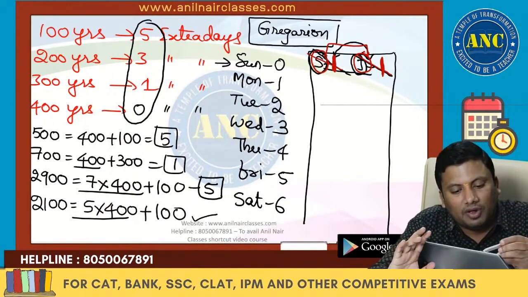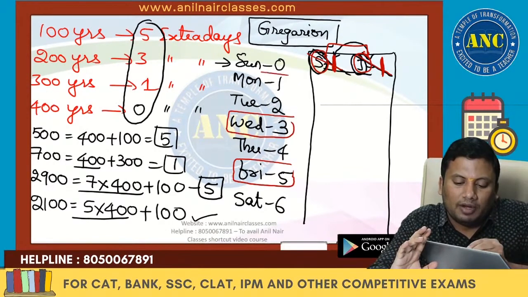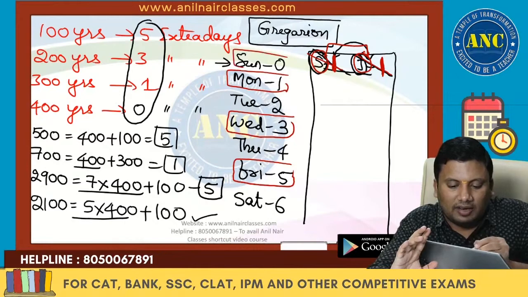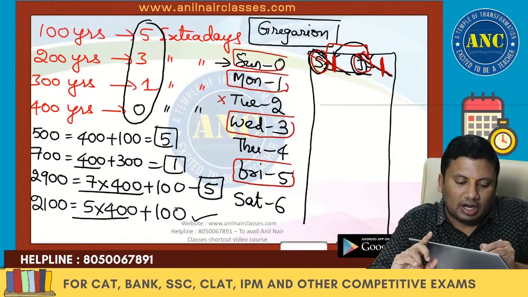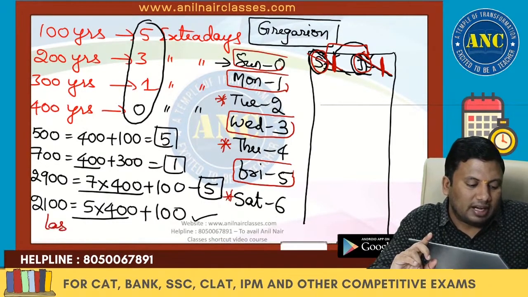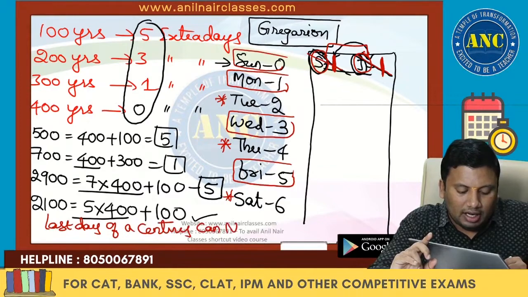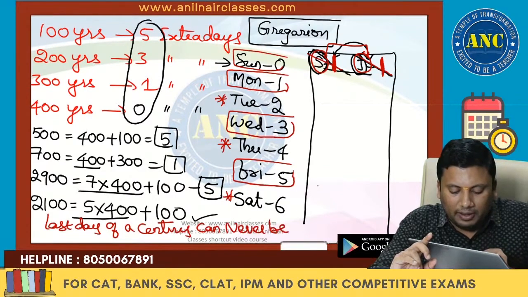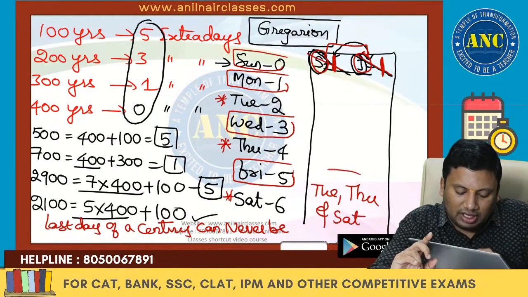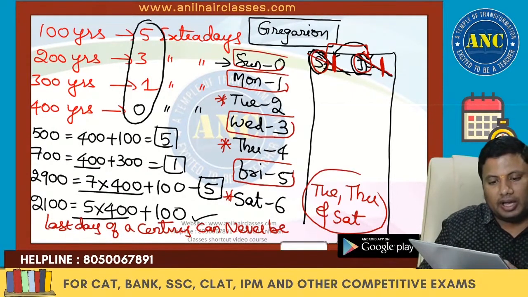The last day of a century, only 5, 3, 1 and 0 will come. 5 will come, 3 will come, 1 will come, and 0, Sunday, will come. Which days are not possible? Tuesday, Thursday and Saturday. Please write it down, sir. The last day of a century can never be Tuesday, Thursday or Saturday. I hope the idea is clear.